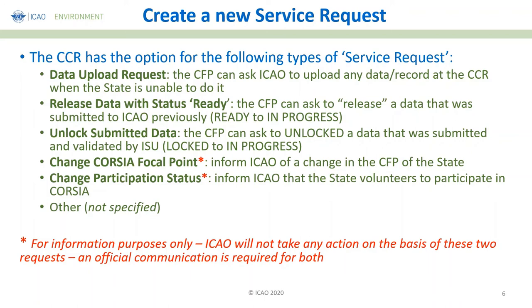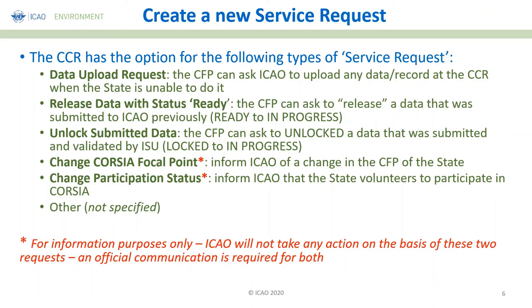Without that, ICAO will thank you for sharing that information in advance, but we cannot take any action. We cannot consider that person as a new CORSIA focal point unless there is a state letter sent to us. Just like that, for a change in voluntary participation status, we would appreciate it if the CORSIA focal point shares that information with us in advance. But again, we won't take any action. We won't consider that the state has joined CORSIA voluntarily. We would still need that official state letter informing ICAO that state A wants to volunteer to participate in CORSIA.